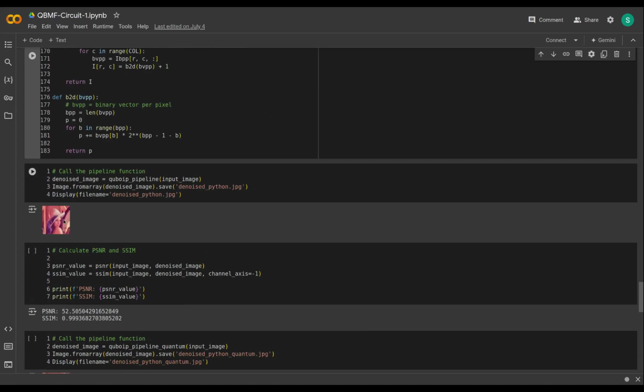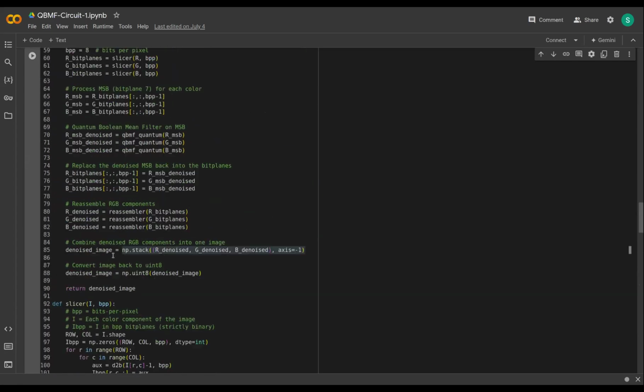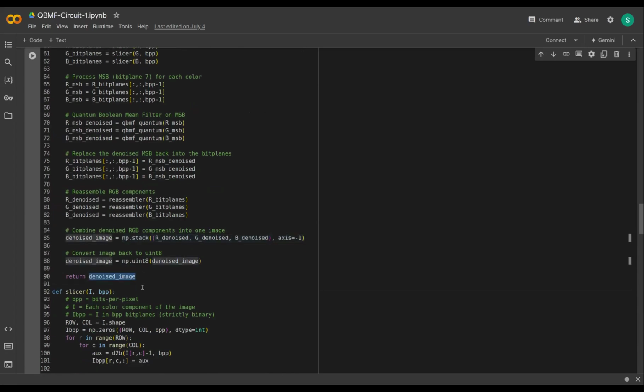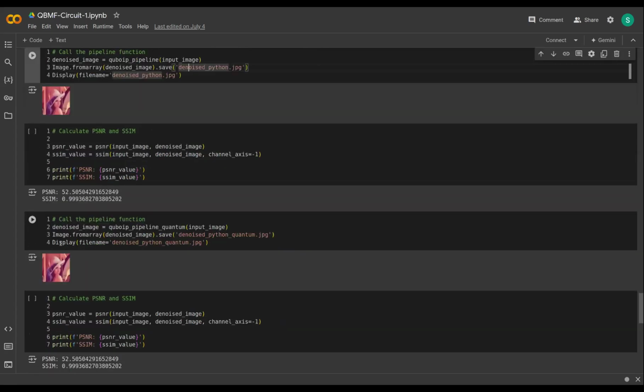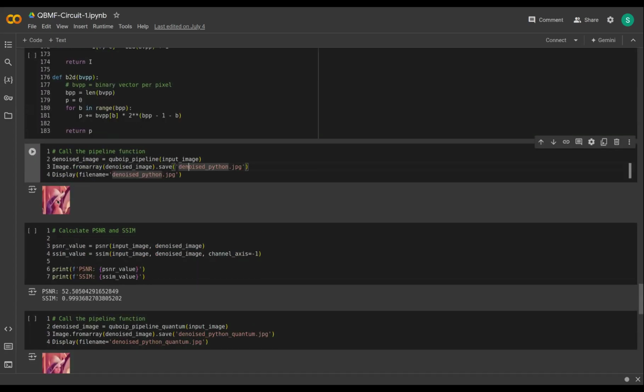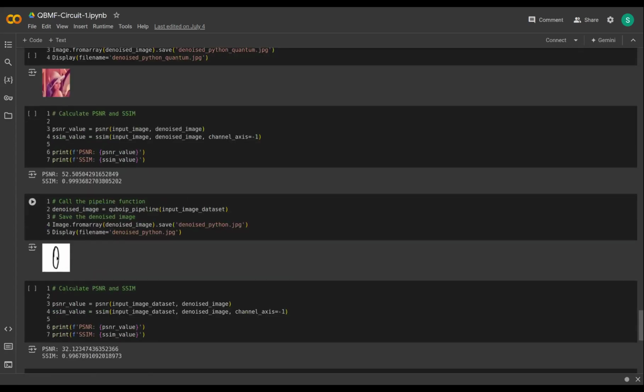I took the Lena image, which is very popularly known for quantum image processing tasks. I put it in the pipeline, and it returns the reconstructed image back. I call the function and get the output image. The input image and the output image have 99% structural similarity. This is one of the dataset images that was there.